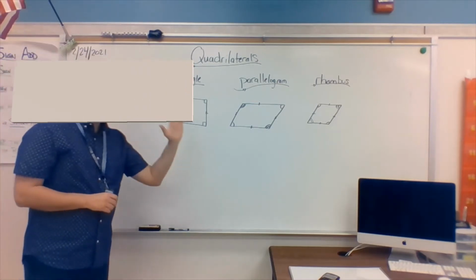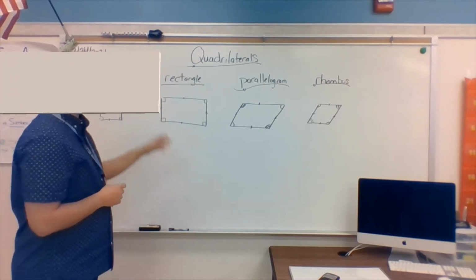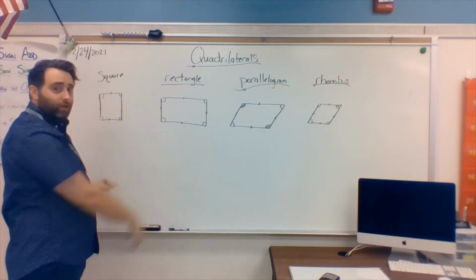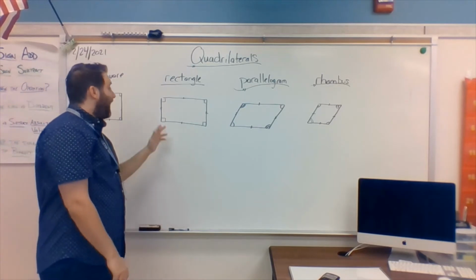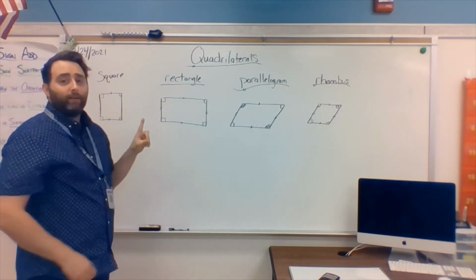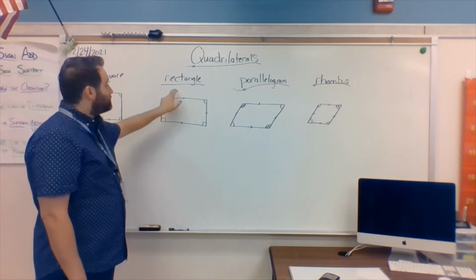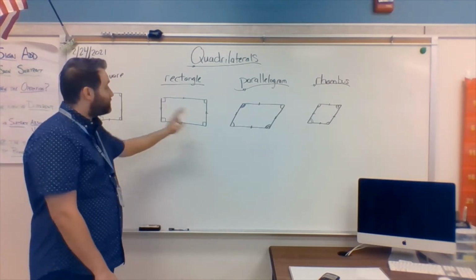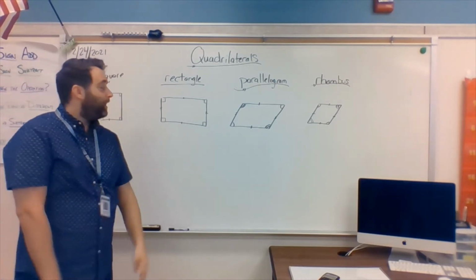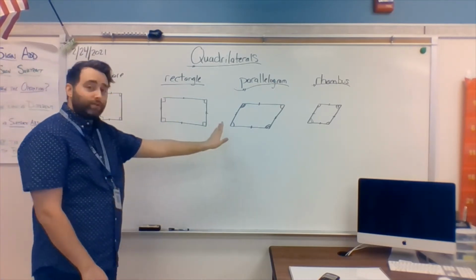Let's move over to its cousin, the rectangle. The rectangle is essentially a stretched out square. It has 4 angles that are 90 degrees, just like a square, but here's the kicker. These two sides are the same length, and these two sides are the same length. That's what's different. It doesn't have 4 sides that are exactly the same. It has 2 sides and 2 sides.